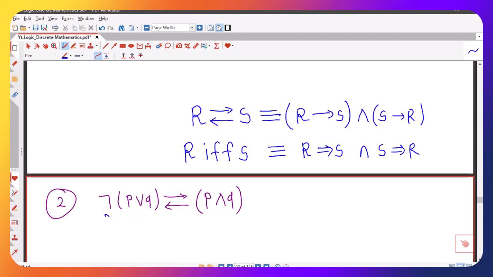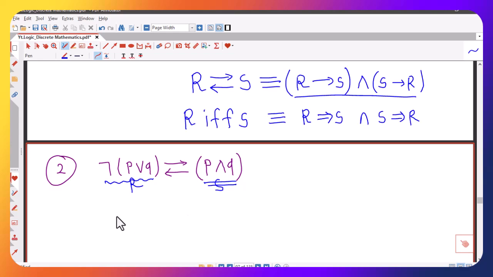Now we can see that instead of R we have negation P or Q, and here we have P and Q. So in this formula we consider this equal to R and this equal to S, and we can write it in this form. I can write that this is logically equivalent to R, which is negation P or Q, implies S, that is P and Q. And in between we have to write the AND operator.